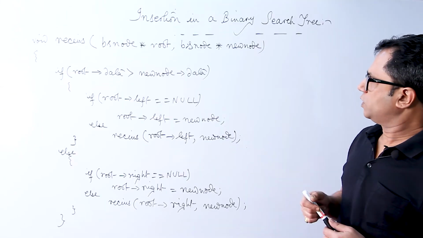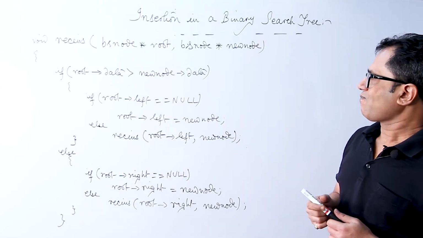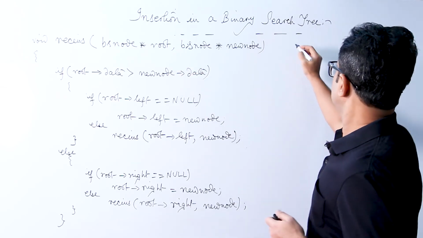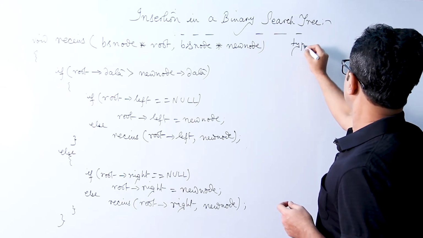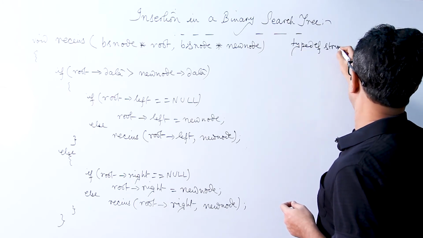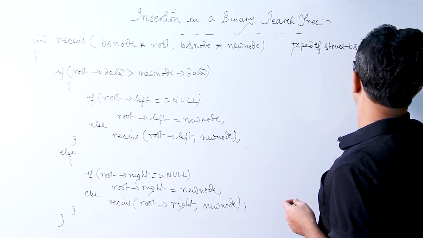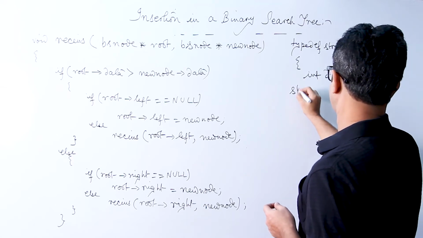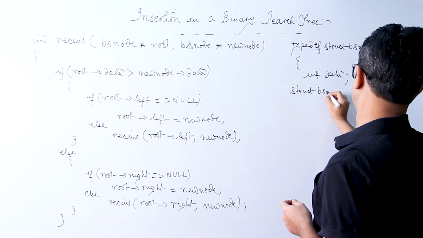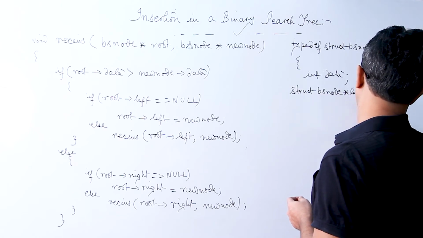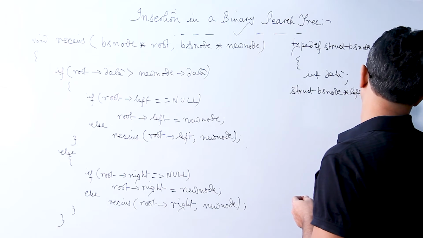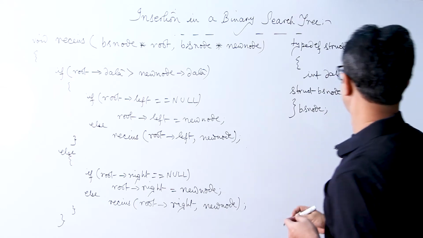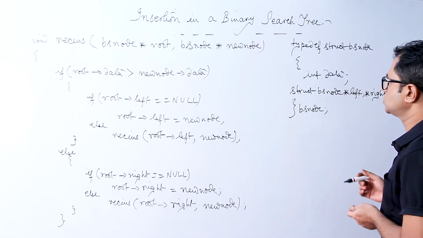As I have written the code, let me explain what I have done. As you are familiar with the structure definition of this binary search tree, let me write it once again. typedef struct BSnode { int data; struct BSnode *left, *right; } BSnode. This is the structure definition as we have already discussed in previous videos.